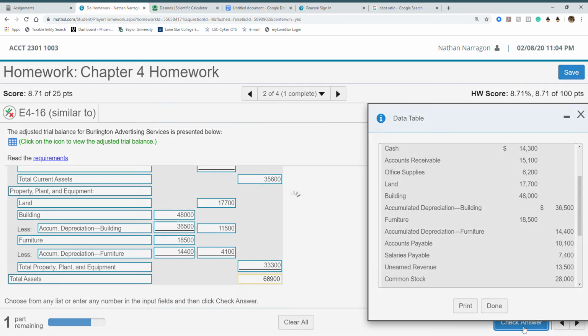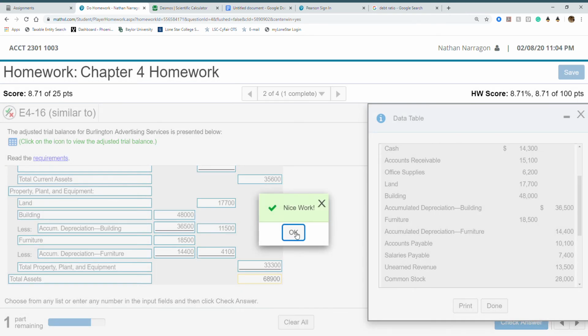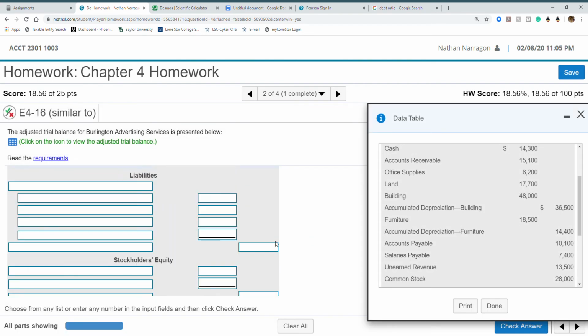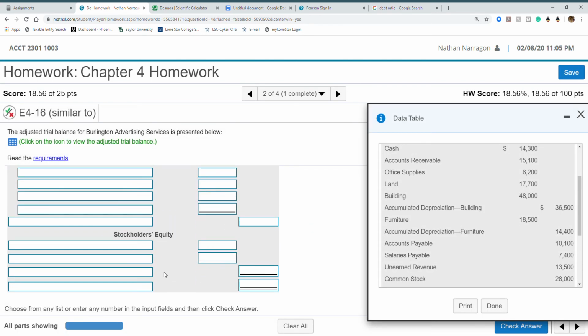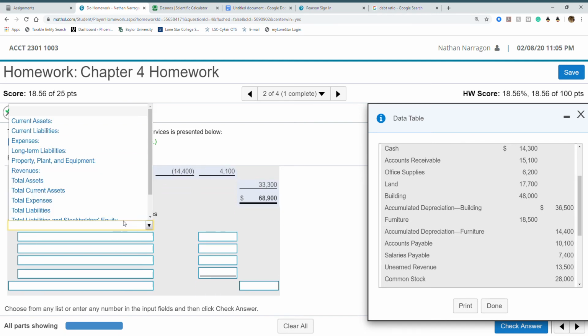Okay, check. We're all good. That's only one half of the classified. Now we get to do the other half of the classified, which I kind of like that it broke it up like that.